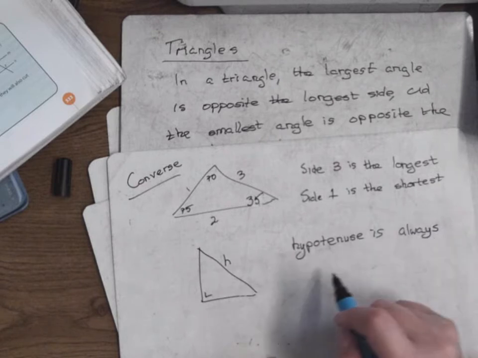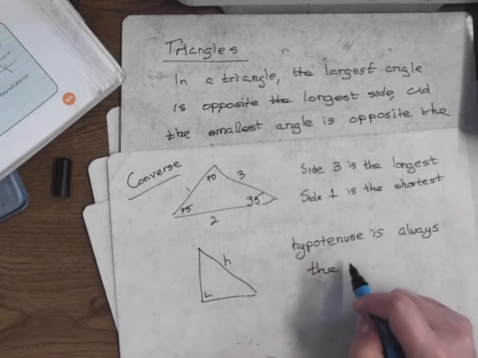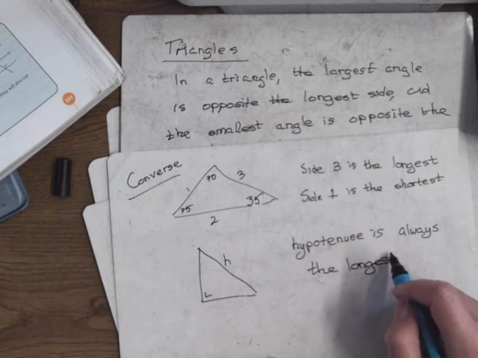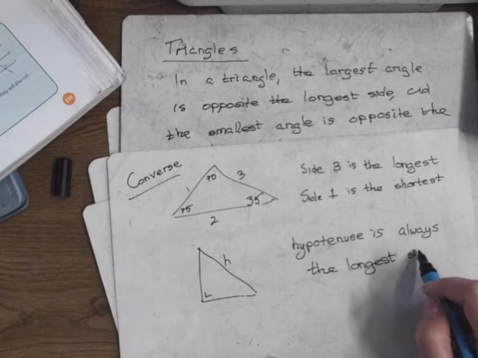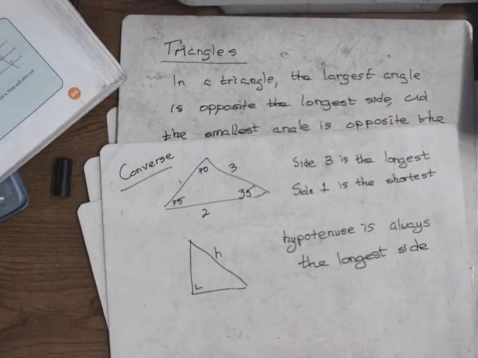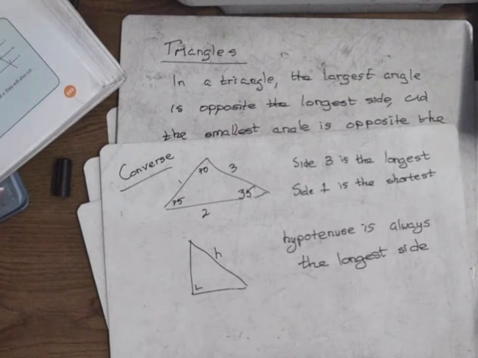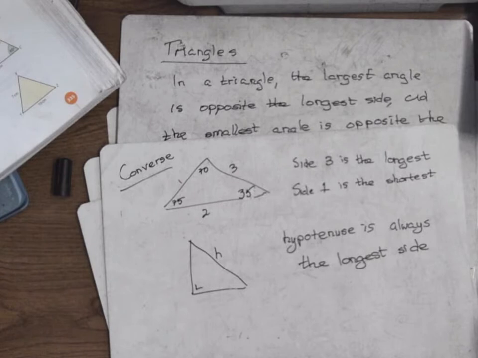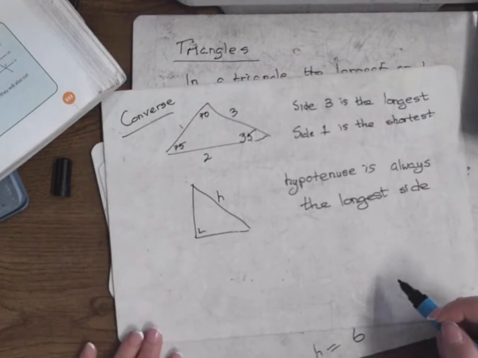I'll just remind you of that in here. I said that when we were doing trigonometry, but just to stick it in here. The hypotenuse is always the longest side. Is that all right?